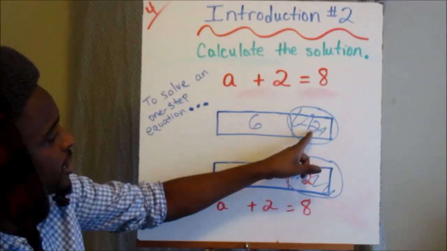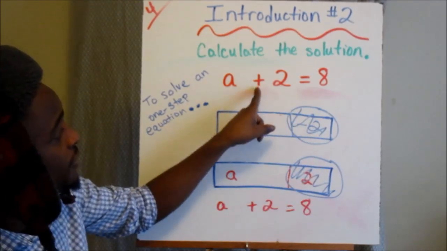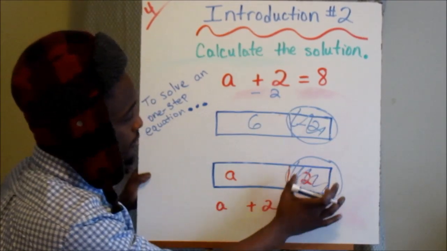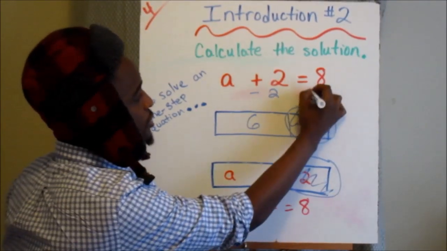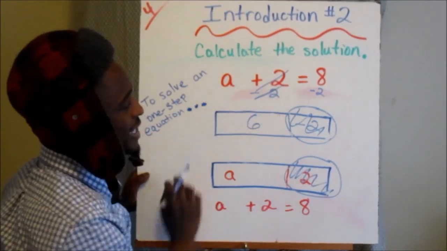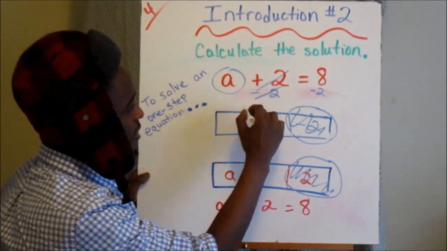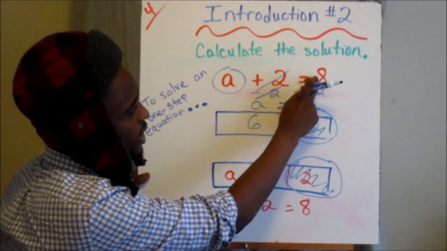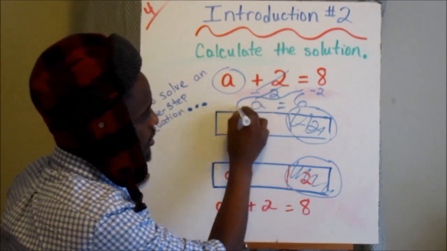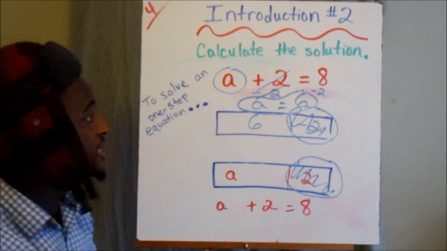And the way we did that, what we did is we used the inverse operation. Instead of adding 2, we subtracted 2 from both sides. So I subtracted 2 from A plus 2, and I also subtracted 2 from 8. And 2 minus 2 equals 0, so that gets eliminated. And I'm left with just A. And then on this side of the equation, I have 8 minus 2, which equals 6. And that's how I know that A must equal 6.